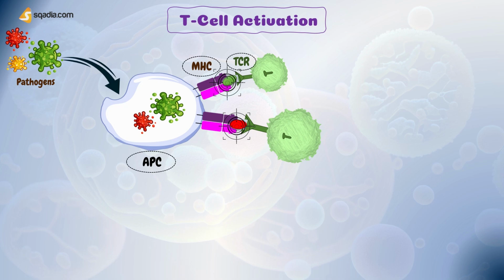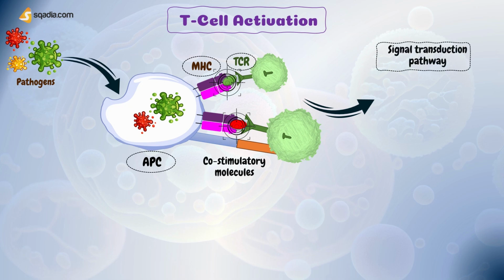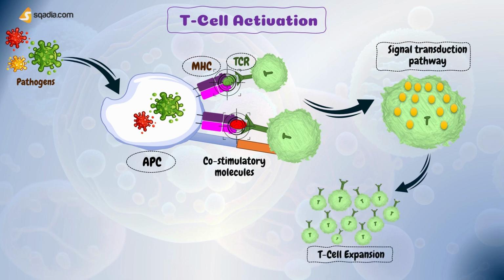And it occurs through interactions between co-stimulatory molecules on T cells and APCs. This co-stimulation then activates the signal transduction pathways within T cells, leading to gene activation and production of cytokines. This results in T cell expansion, generating a diverse population of effector T cells.